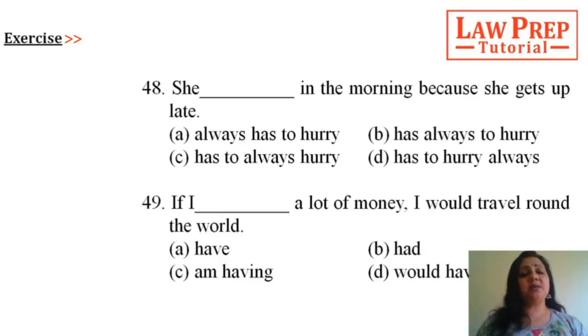Next question, if I dash a lot of money, I would travel around the world. Now, "I would travel" is modal plus V1. If it is modal plus V1, which tense would be used? Simple past tense. And if it is simple past tense, if I had a lot of money, this is simple present, this is present continuous, this is modal, which cannot be used with "if". So if I had a lot of money, I would travel around the world.